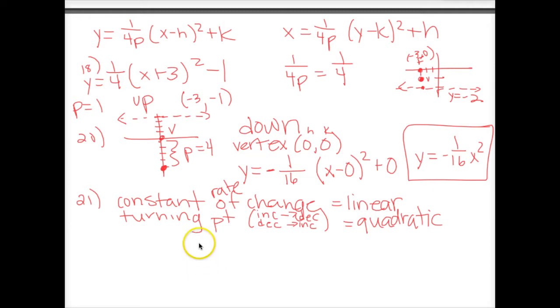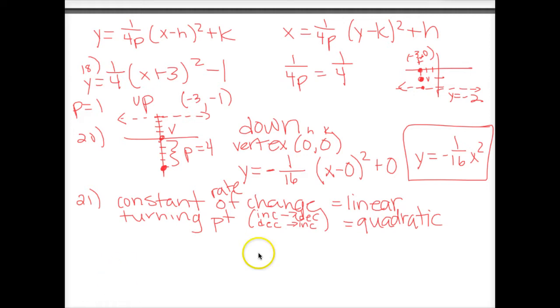Now, I intended it for it to be linear, so then 22, to find the equation of best fit. If you choose linear, then you're going to run a linear regression. If you choose quadratic, then you're going to run a quadratic regression. All right.